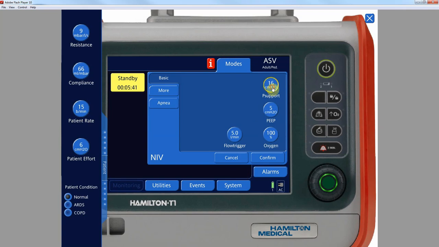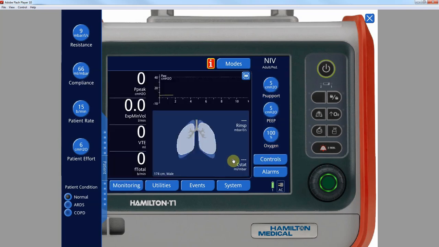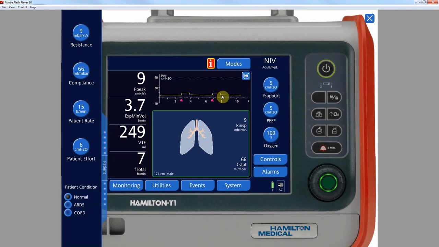So again, we're going to start off with a pressure support of 5, which gives us a total inspiratory pressure of 5 and a PEEP of 5. And we'll confirm that, start ventilation. So you can see the patient's taking a spontaneous breath, and what the ventilator should start doing is slowly increasing that pressure to get up to a total pressure of 10. Or close to a total pressure of 10.